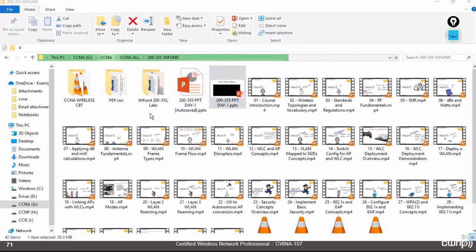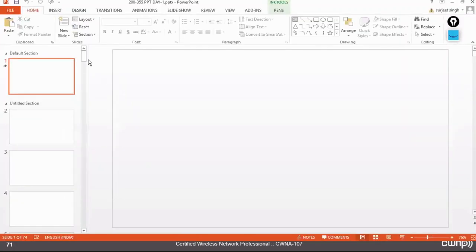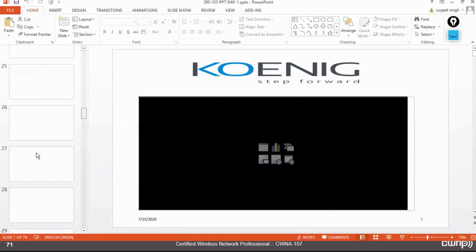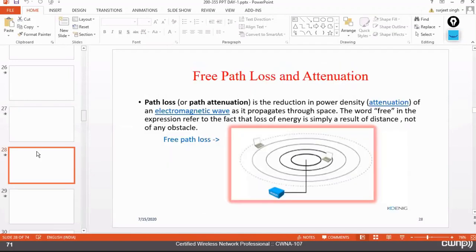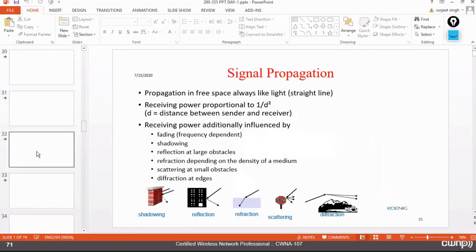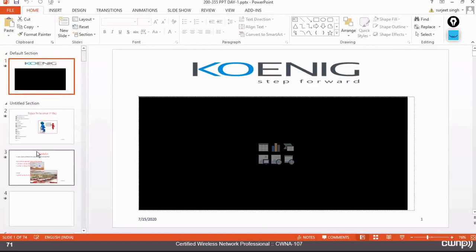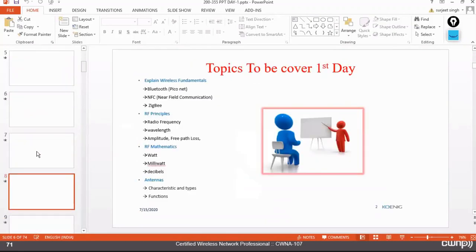Now let's say I will show you in my second PPT. Let's say page number 28 and find out signal propagation.